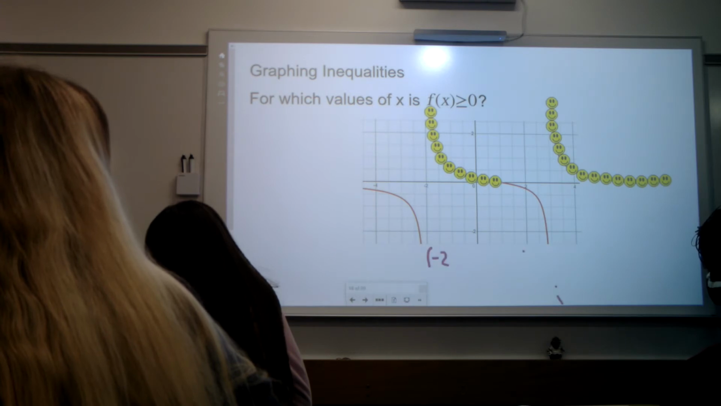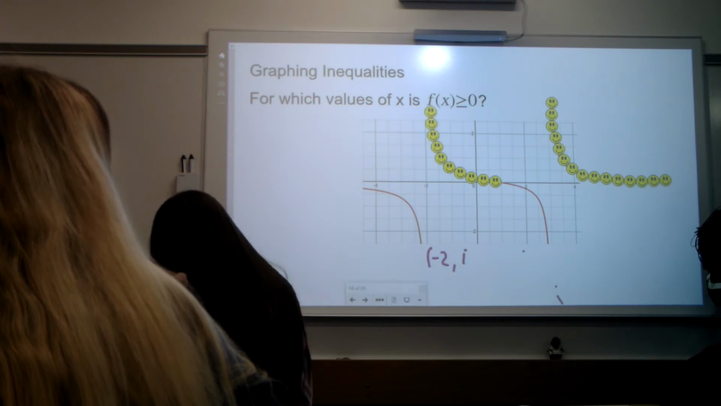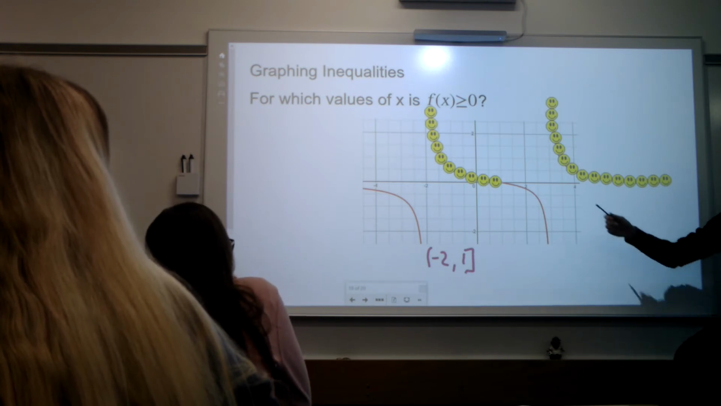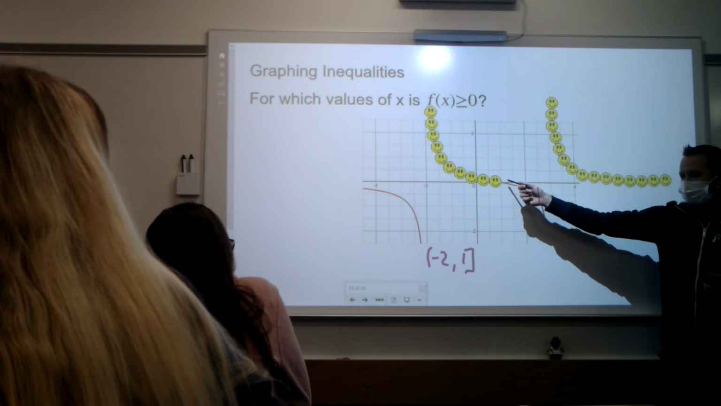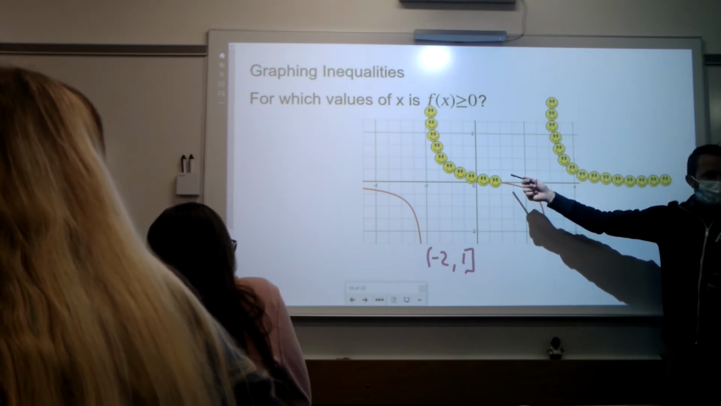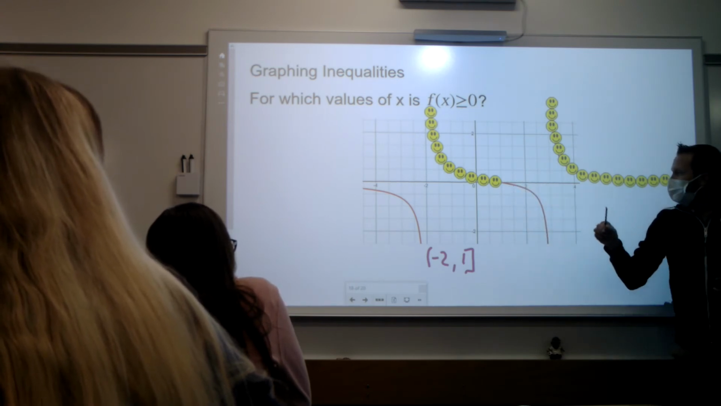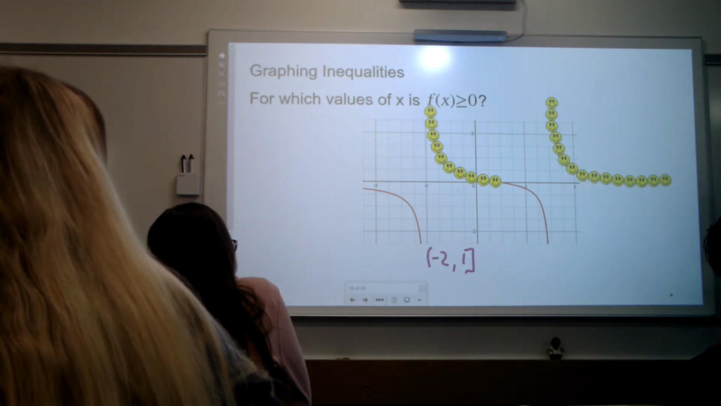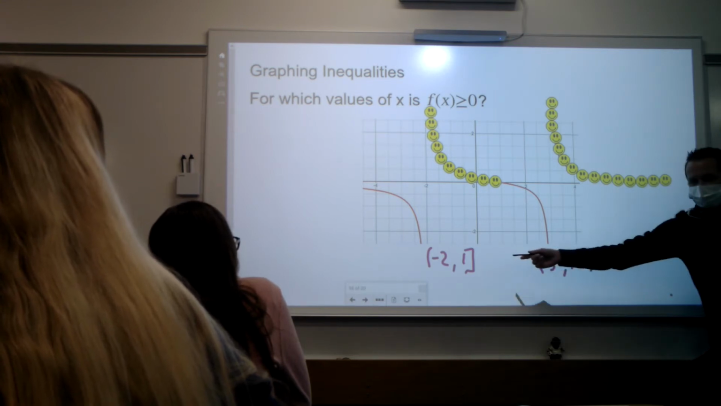Okay. So from negative 2 to 1, it's greater than or equal to 0. Now, I included 1 because it was an x-intercept. Is an x-intercept equal to 0? Yes, we're okay there. And for this one, I would just say from 3 to infinity, it's going to be above the x-axis. How do I join those together?